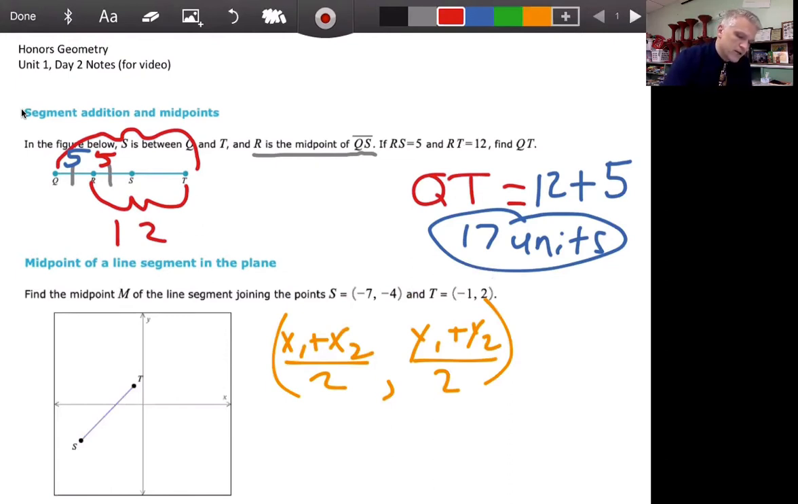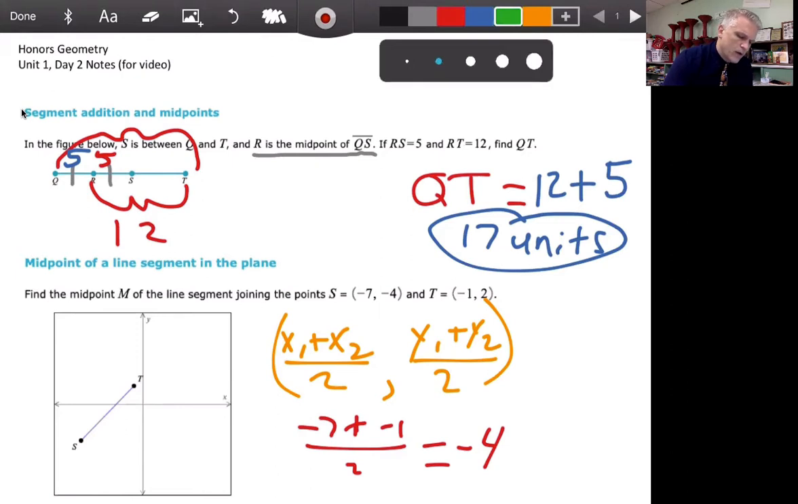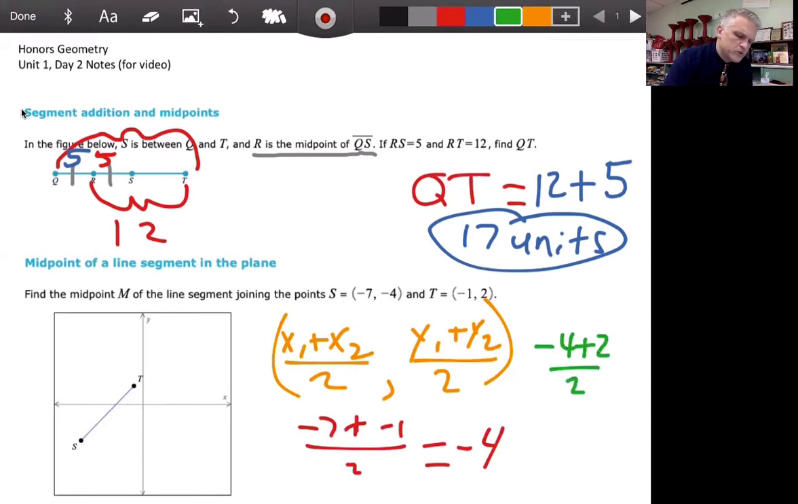So if we look at our two X's, we've got -7 plus -1 divided by 2. That's going to be our X coordinate. So -7 plus -1 is -8, divided by 2 is -4. That's my X coordinate. For my Y coordinate, we're going to add our Y's together: -4 plus 2, divided by 2. -4 plus 2 is -2, divided by 2 is -1. So our answer is the point (-4, -1).